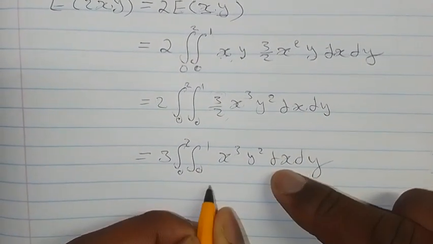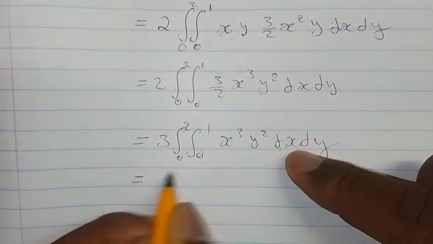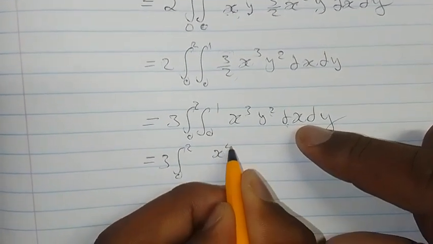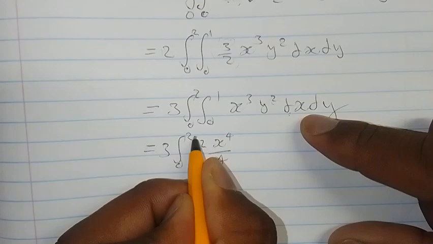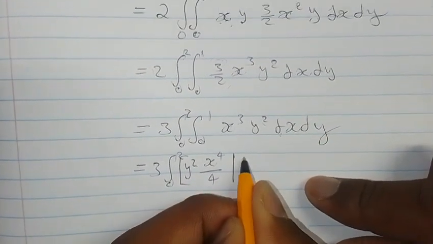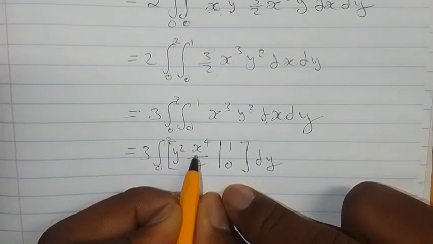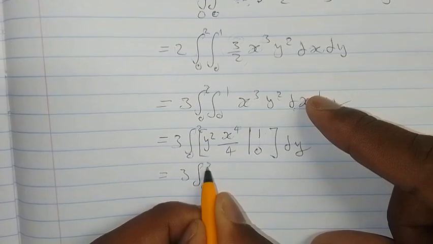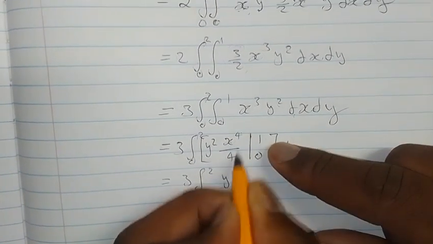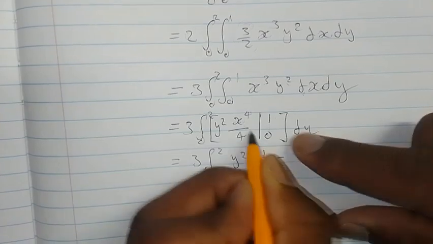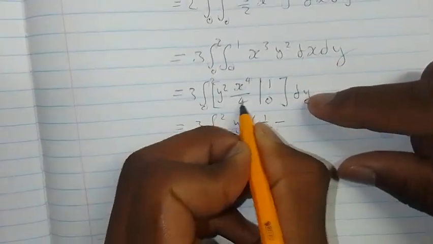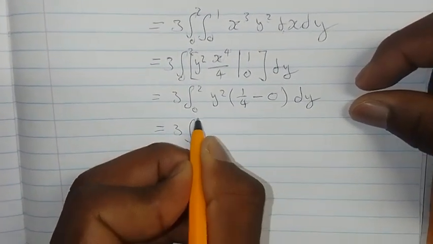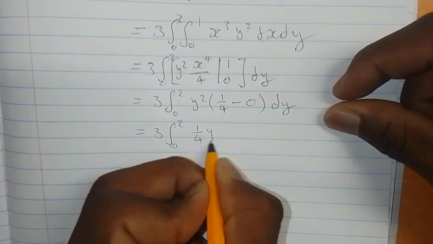Now the first integral here is with respect to x, so that means y squared is a constant. So we're going to have the integral of x cubed being x to the 4th over 4. Remember, y squared is a constant for the first integral here, and x can take on the values from 0 to 1, dy. Then we plug in 1 to the 4th is 1, so we're just going to have 3 times the integral from 0 to 2 of y squared times 1 to the 4th, which is 1, divided by 4, minus 0 to the 4th, which is just 0. Divided by 4 is just going to give us 0. So we'll end up with 3 times the integral from 0 to 2 of 1 over 4 y squared dy.